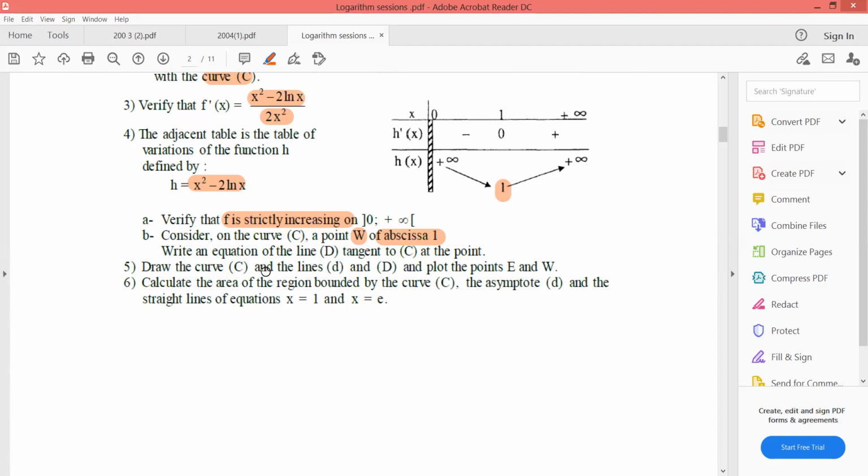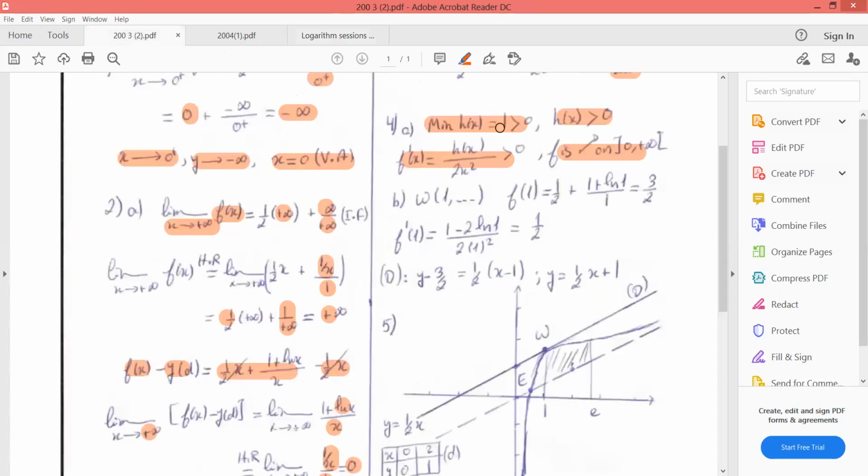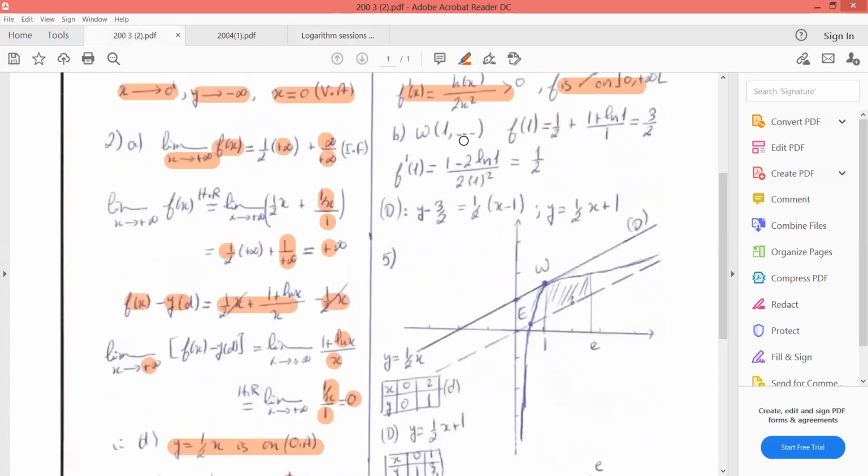First I have to determine the point W. W of abscissa 1. So to find the ordinate, I find f of 1, equal half plus 1 plus ln 1 over 1. Ln 1 is 0, we get 3 over 2. Then W is (1, 3 over 2).